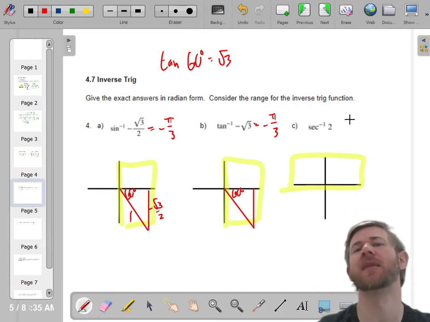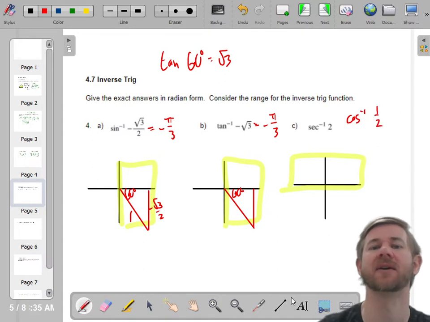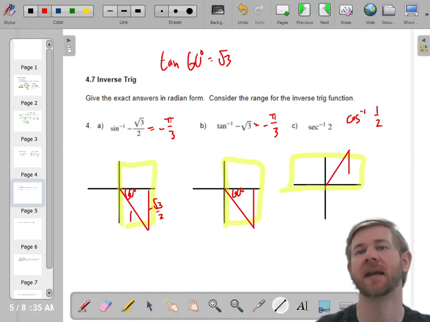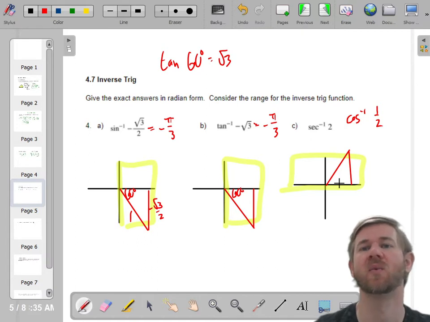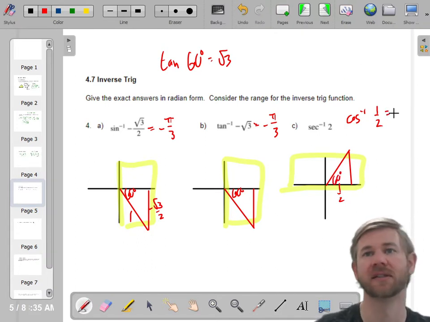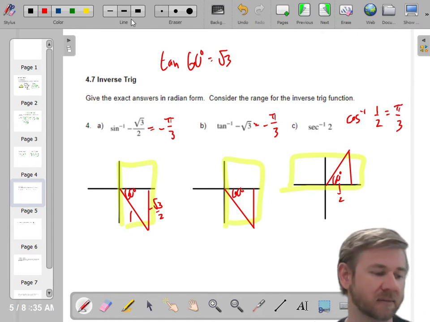Inverse secant of 2, that means the inverse cosine of 1/2. So let's say cosine's got to come from the top, and I want the x value, the cosine, to be 1/2. That means that this side would be the long leg, so this is going to be 60 degrees right here. So they're all 60 apparently. So then this will be 60 degrees, which is pi over 3. So all three of these have a 60-degree reference angle. Okay.